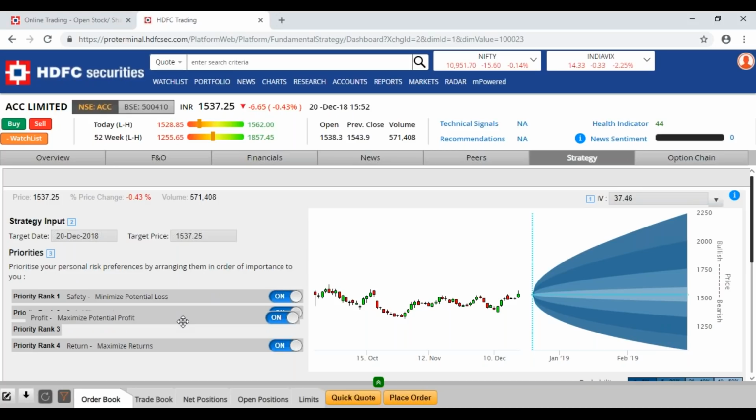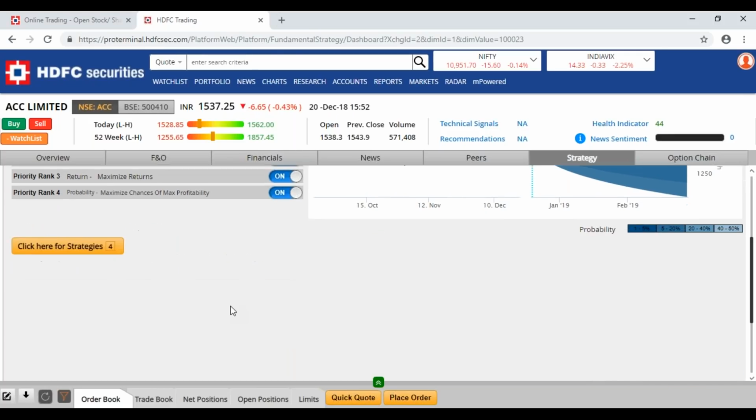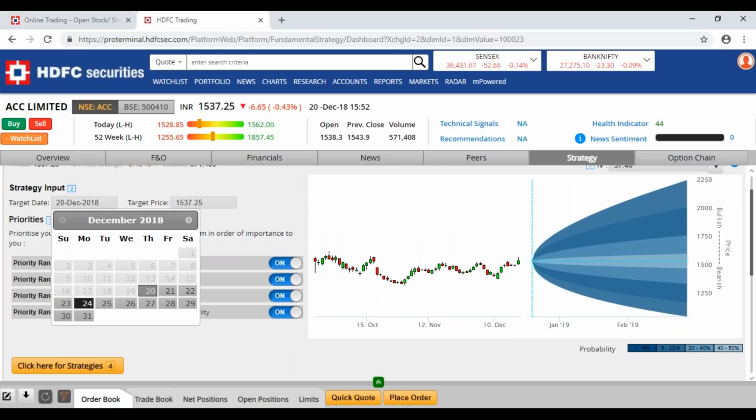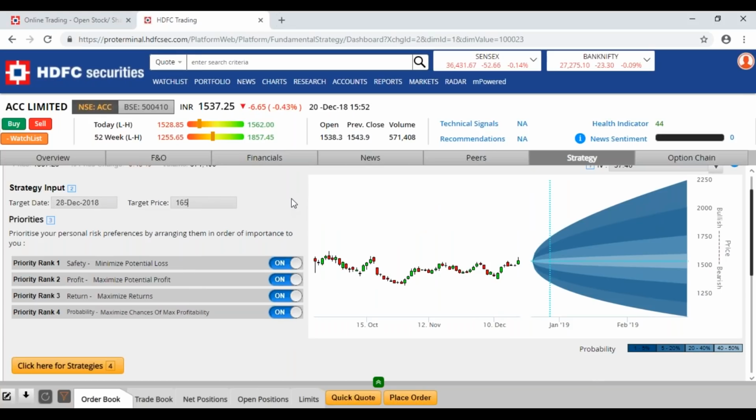If your first priority is to minimize potential loss, your second priority is to maximize profit, your third priority is to maximize chances of max profitability, and your last priority is to maximize return, whatever may be your priority, you can drag and drop accordingly. Then you simply need to enter, as I feel that this particular stock by 31st or maybe by 28th will come to say 1650. So I'll just enter my target date and my target price, and then I'll click here for strategies.